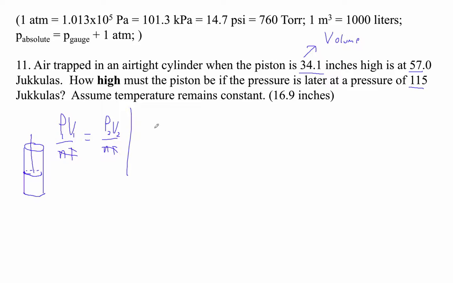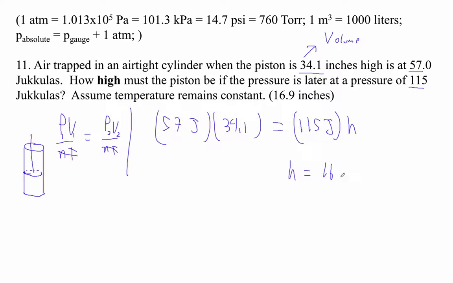Okay, so pressure 1 is 57 joules, and our volume 1 is 34.1. Pressure 2 is 115 joules, and the height is the thing we're solving for. So I'm going to go 57 times 34.1 divided by 115, 16.9. Notice that this is inches, so this will end up being inches, because the units all cancel out.